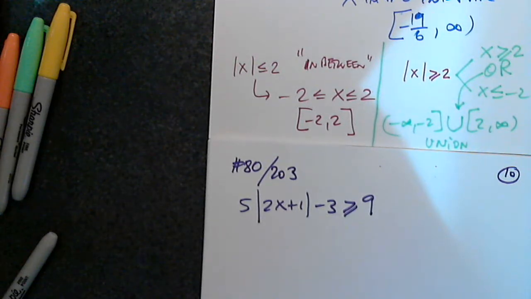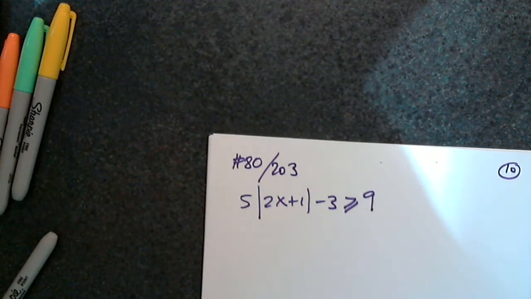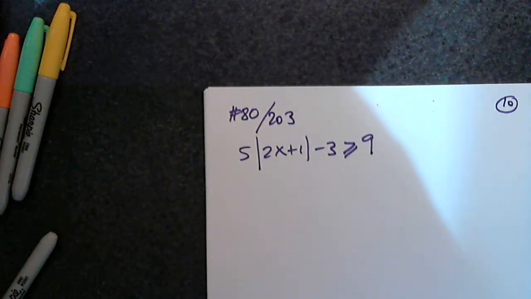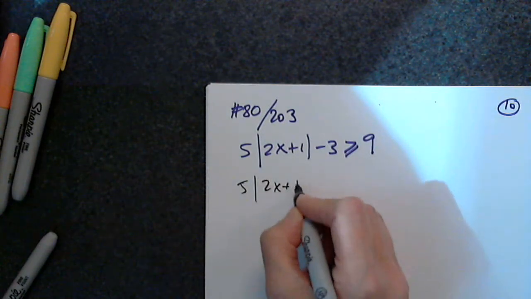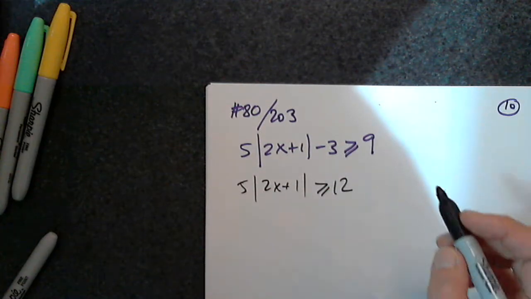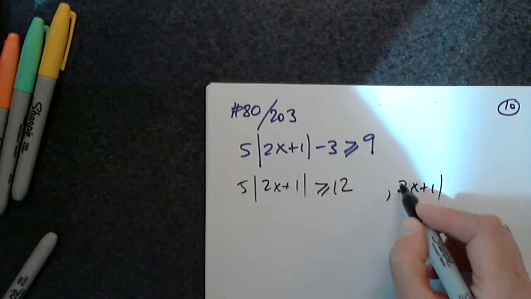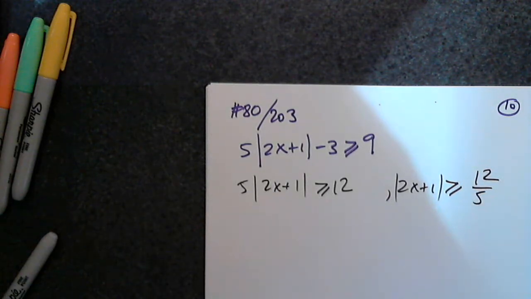You have work to do before you even identify which category it is. Is it the first type, the nice, easy one in a chain, or is it the second one that requires more work? So let's clean it up. Tell me what to do to clean this up. Very good. So then 5 times the absolute value of 2x plus 1 greater than or equal to 12. Very good. So 2x plus 1 in absolute value greater than or equal to 12/5.